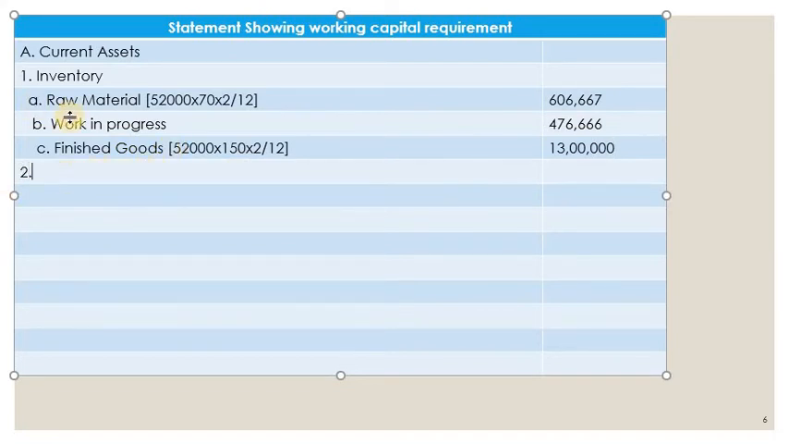You can calculate individually also, that is raw material, then wages, then overheads. You will get the same thing. Instead of that, we can directly calculate here because there is no variation in the percentage.